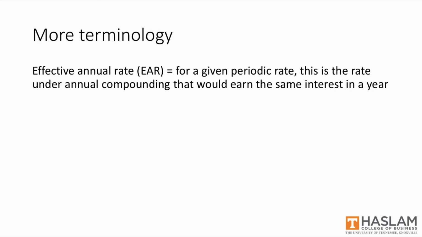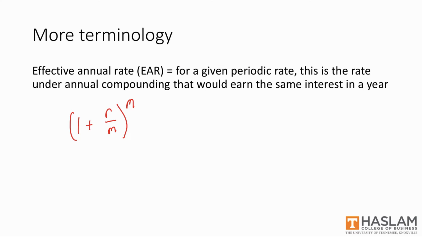And the EAR is defined as, for a given periodic rate, the rate under annual compounding that would earn the same interest in a year. So just to build a quick little formula, let's think about what $1 would turn into in a year under an annual rate R with period M. And so using the same logic as our earlier examples, that number would just be this, right?